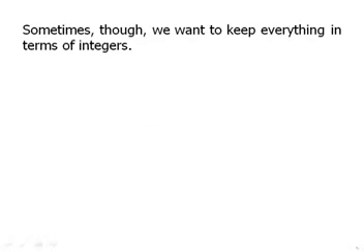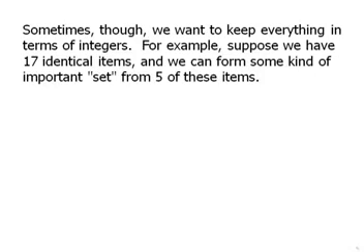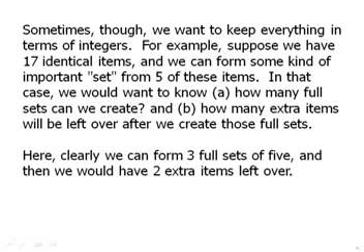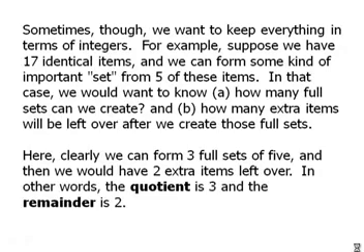Sometimes though we want to keep everything in terms of integers. For example, suppose we have 17 identical items and we can form some kind of important set from groups of 5 of these items. So we're grouping identical items. In that case, we'd want to know how many full sets can we create, and we'd want to know how many extra will be left over after we create those full sets. Here, clearly, we can form 3 full sets of 5, and then we would have 2 extra items left over. In other words, the quotient would be 3, and the remainder would be 2.